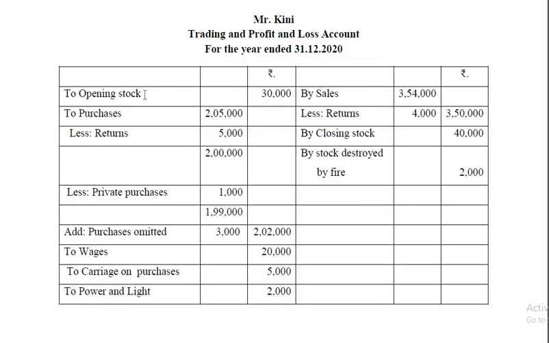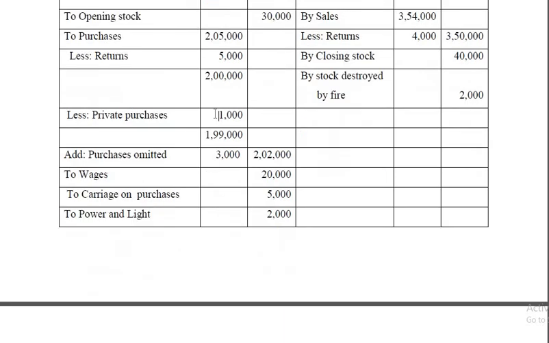Already I explained. Opening stock at the beginning, it is written as on 1/1/2020. Then purchases 2,05,000. Therefore, we have to deduct purchases returns 5,000. You'll get 2 lakh after deducting that. Private purchases include purchases for private purposes, so that should be deducted because that's not meant for resale. And then once again, purchases omitted. You have purchased the goods, but it is not entered in the books of account. It's a credit purchase, so it is added to purchase account. Added, not deducted, added. As a result, the balance is 2,02,000.